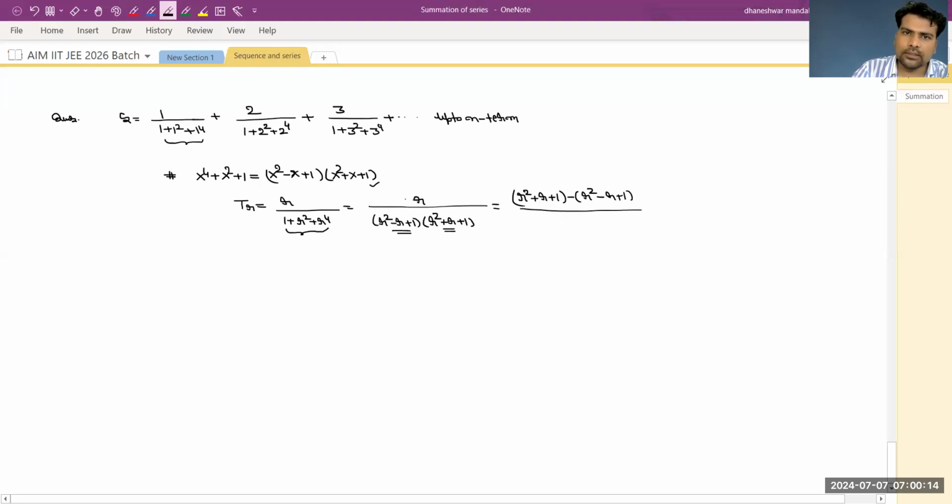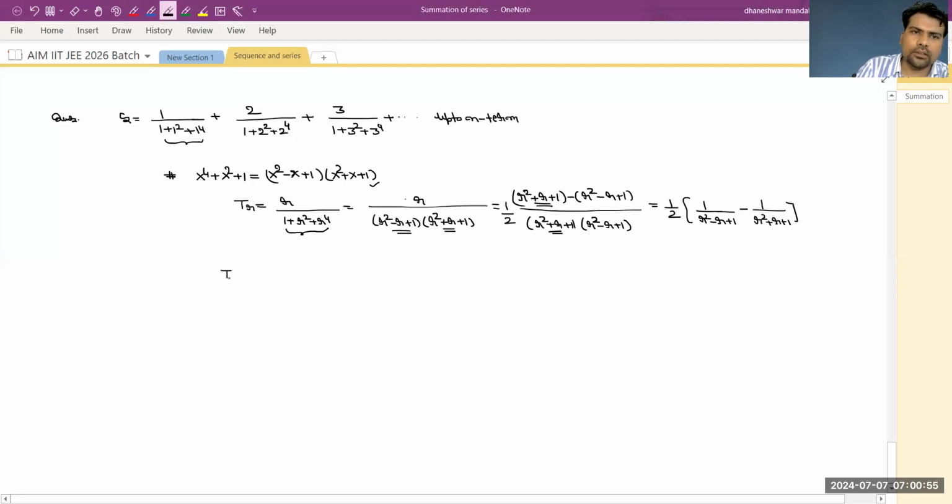Okay, but here I see that only r is there, so I have to multiply this term with 2 and also divide by 2. So in the denominator, r squared plus r plus 1 is there, and one more term, r squared minus r plus 1. Okay, so just see this term and this term. If I cancel this term, then in the denominator I get r squared minus r plus 1, and here we have r squared plus r plus 1. Okay, now I am going to use the method of difference here.